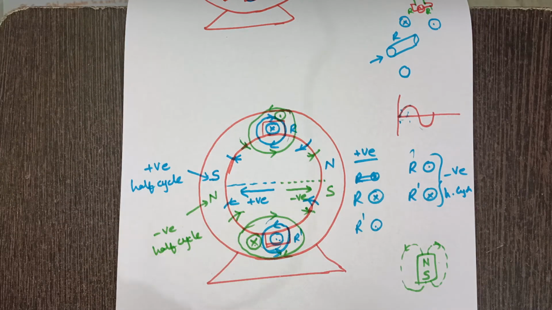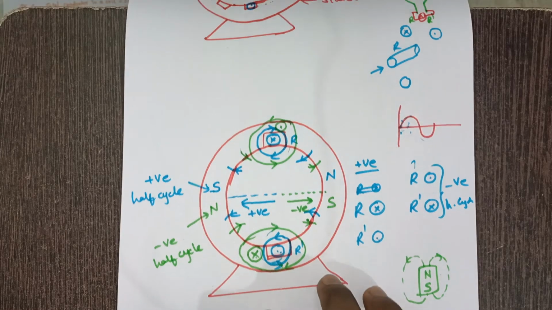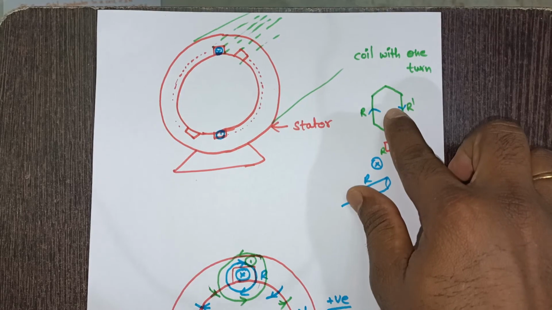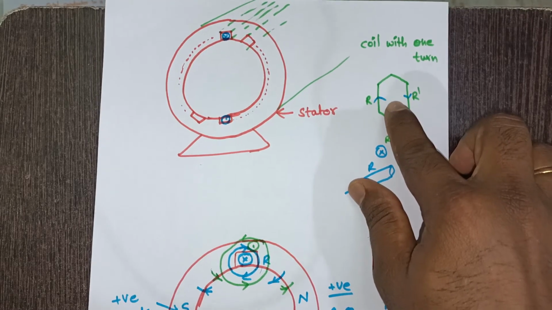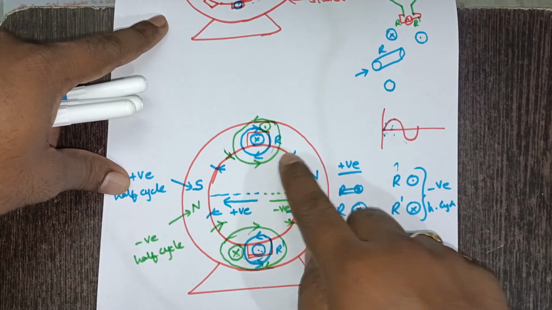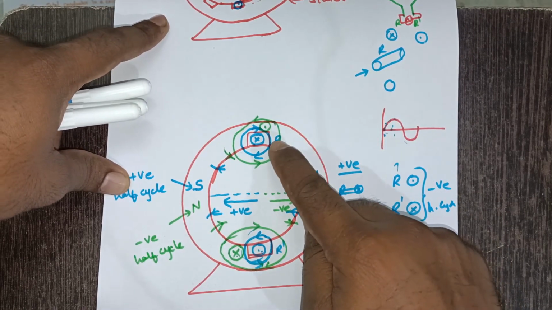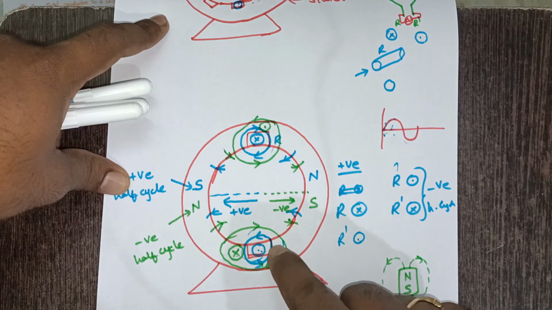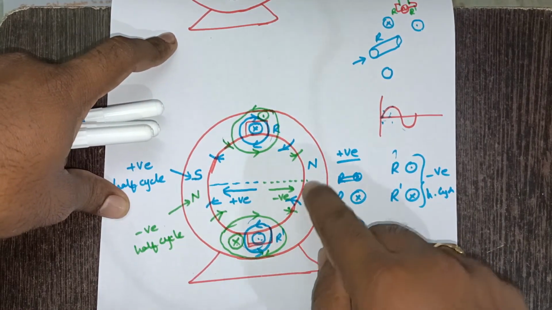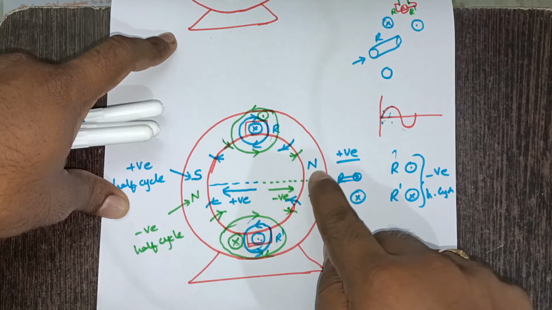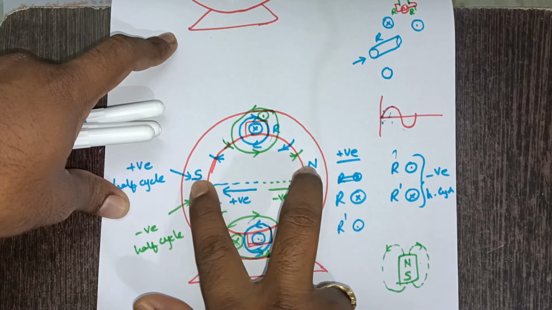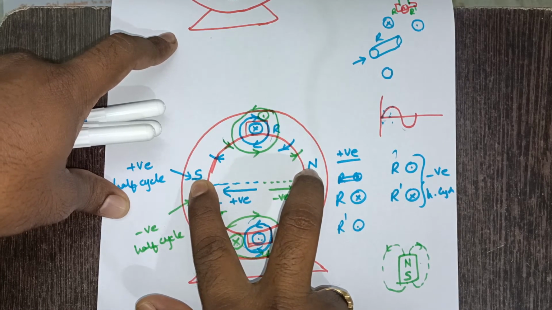So what are those important points? See how many coils we used here. I have used only one coil, and that one coil has two coil sides. One coil side I have kept in the upper slot, and the other coil side in the lower slot. If you give excitation to this, how many poles are created here? Can I say two poles are created during positive half cycle, here north and here south?